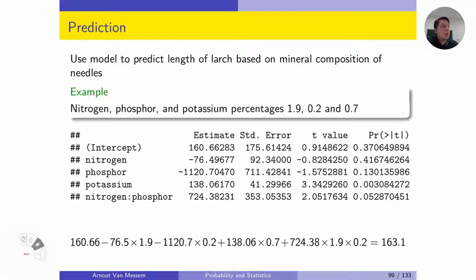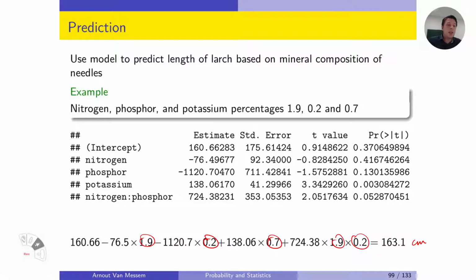We could say we have a nitrogen level of 1.9, a phosphor level of 0.2 and a potassium level of 0.7. What we then do is we just take the model, we take the coefficients and we plug in the values for the different predictors. If we do that, we get an average length for the tree of 163 centimeters. So it's just plugging in using the coefficients that we made.